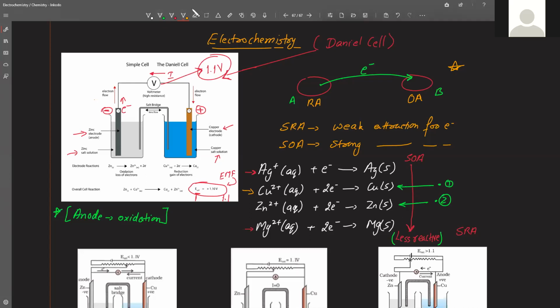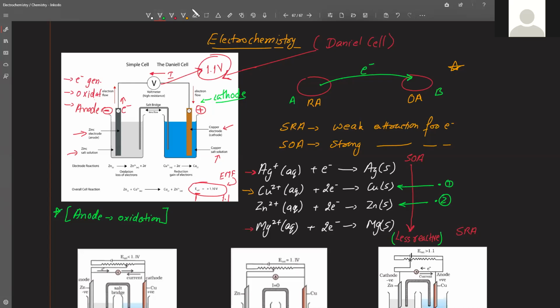I hope it is clear that it is negative because here the current is in this direction. So the direction of current is this. That means electrons must be generated here. And electrons are generated or released in oxidation, right? And that's why this will be your anode. And because this is the anode, the second one has to be the cathode, right?